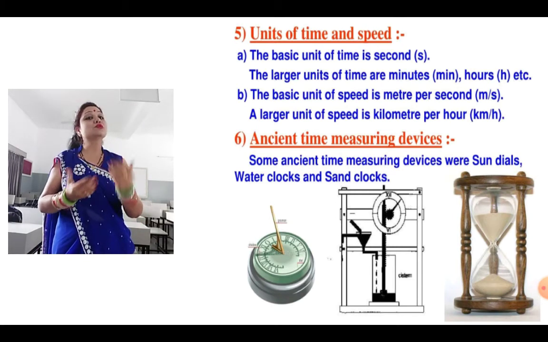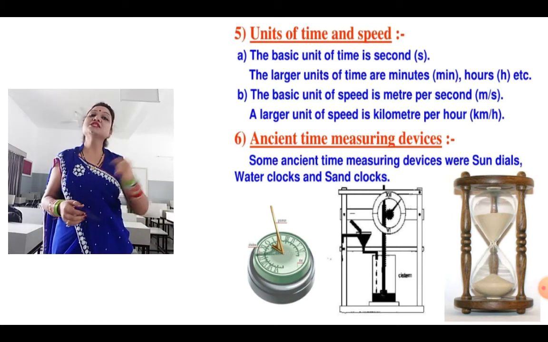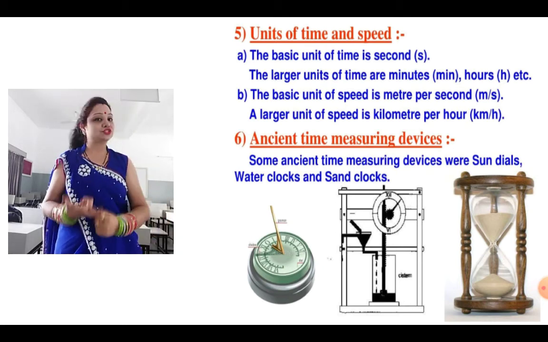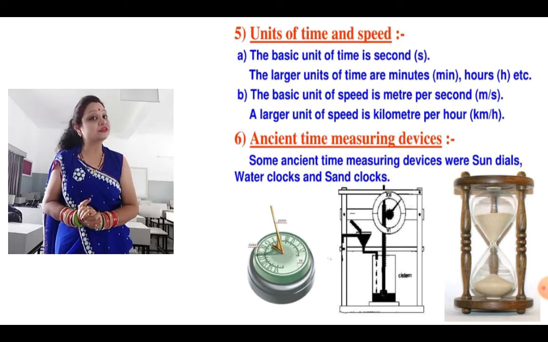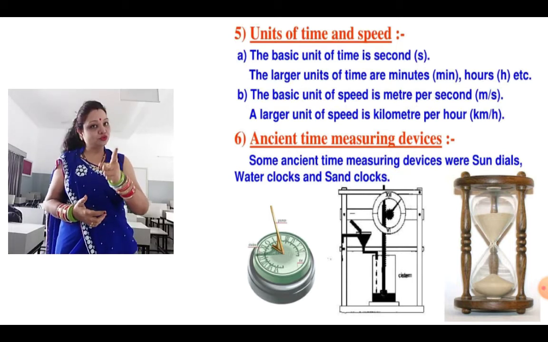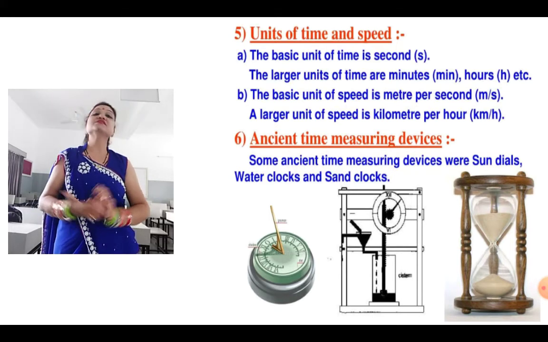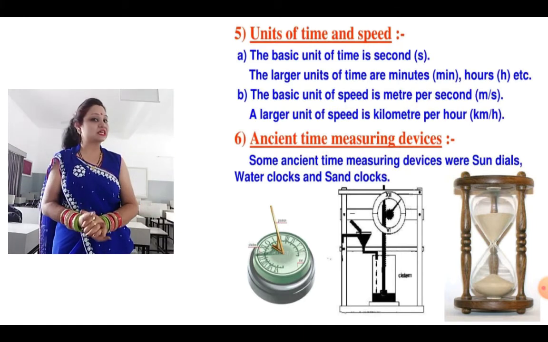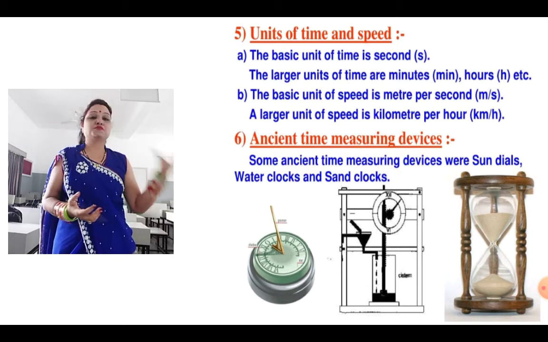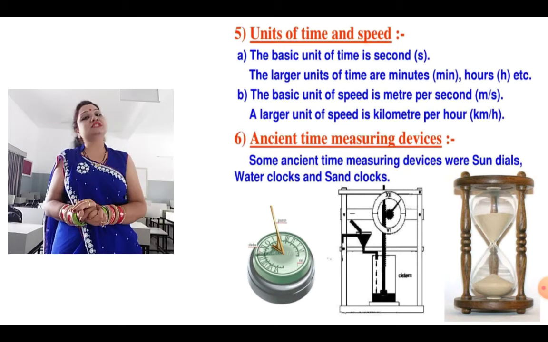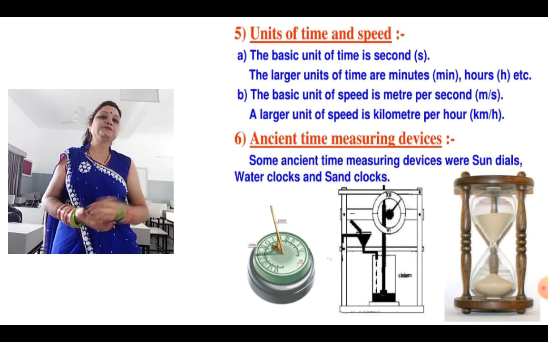Now the basic unit of speed is meter per second, and the larger unit is kilometer per hour. When we see the average speed of our vehicles, we see kilometers per hour, because the vehicle covers larger distances. And if we are seeing the speed of a small object, then we see it in meter per second.